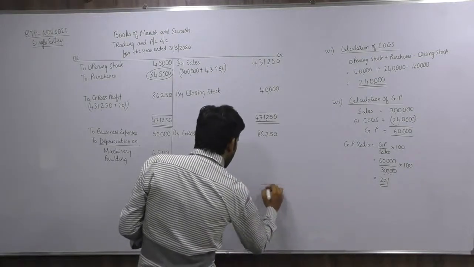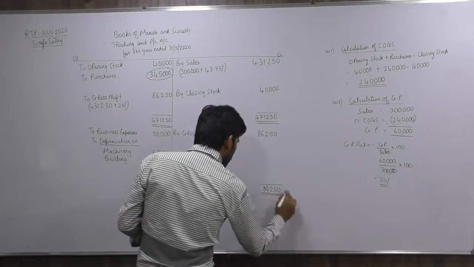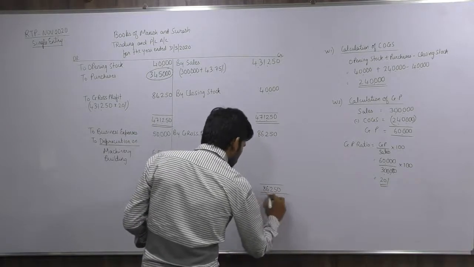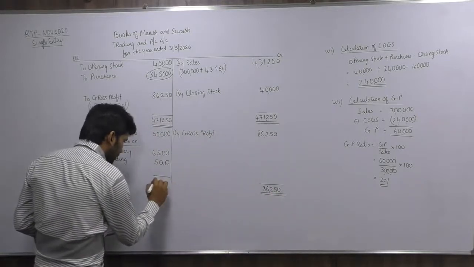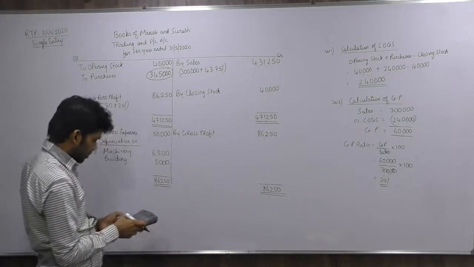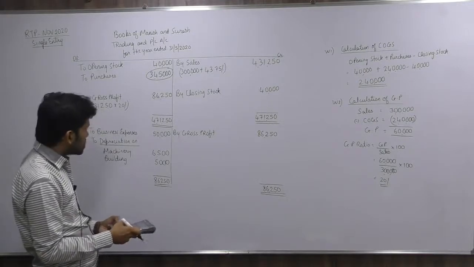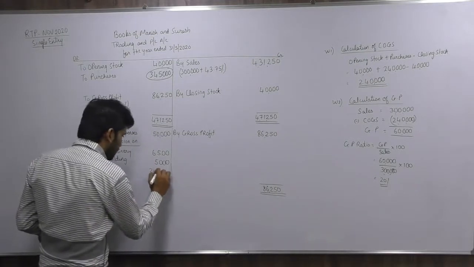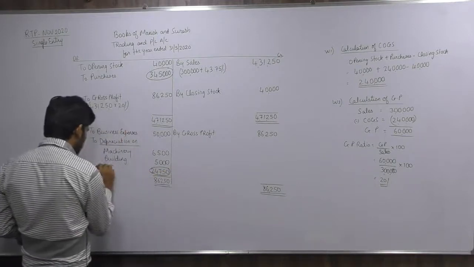ये हो जाएगा 86,250. यहाँ पे 86,250. चलो माइनस करते हैं. 6,500 माइनस 5,000 माइनस 50,000, 24,750 का नेट प्रॉफिट आएगा. This is the net profit.